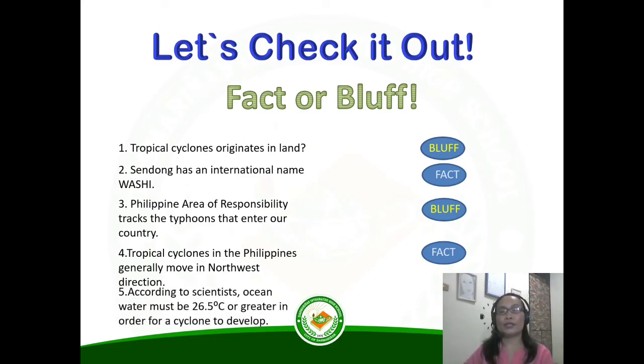According to scientists, ocean water must be 26.5 degrees centigrade or greater in order for a cyclone to develop. Is it a fact or a bluff? Let's see. Okay, it is a fact. Hope you enjoyed the short exercises which I have prepared for you.